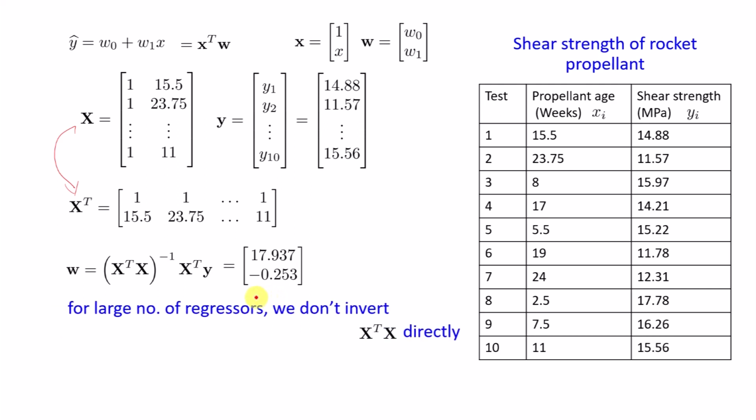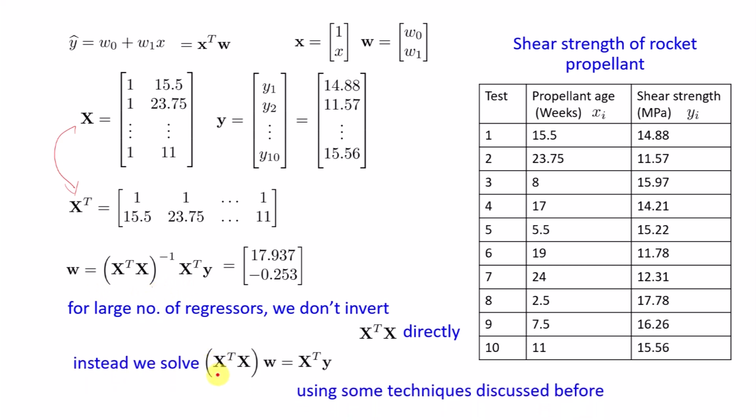Now, when the number of regressors is large, this XᵀX will be a very large matrix, and you cannot just invert like this. In a 2 by 2 matrix, you can get an inverse very easily, but in a large matrix, you cannot. So we don't directly use this expression. What we do is that we find this XᵀX, and then we solve this as an Au = b problem, solving for u. That way we solve this using some linear solvers that we have discussed before.